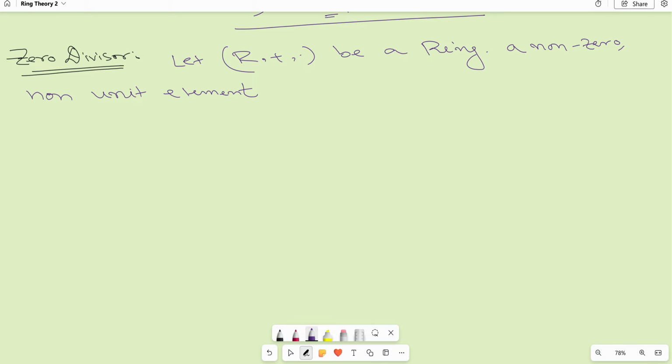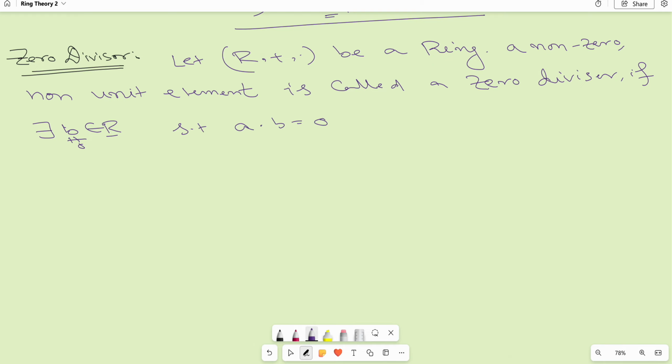So the ring is as usual a ring, and the element should be non-zero, and a non-unit element is called a zero divisor if there exists a b which is non-zero inside R such that a · b is equal to 0, or equivalently, if and only if b · a is 0.